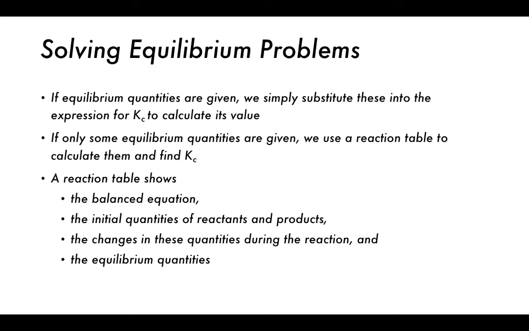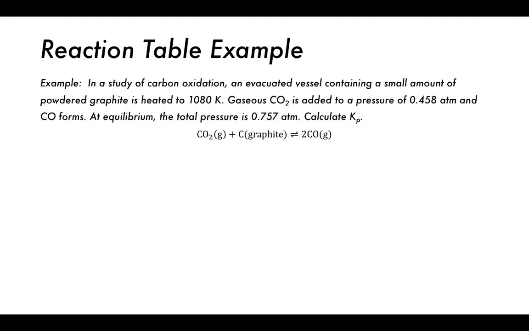And so what is a reaction table? Well, it shows the balanced equation at the top. It tells us the initial quantities of the reactants and products, and then it considers the changes in these quantities during the reaction. And then finally, it gives us the equilibrium quantities. So, a reaction table example, let's go through this.